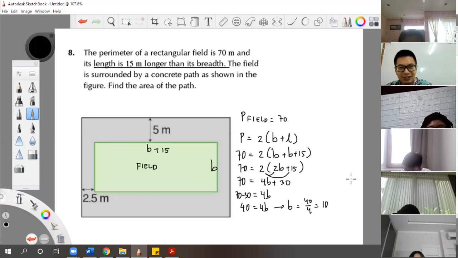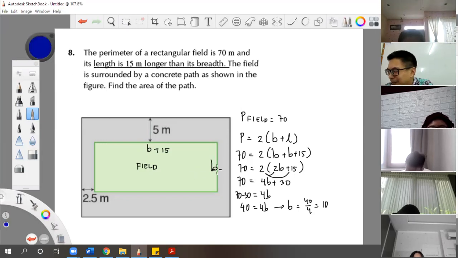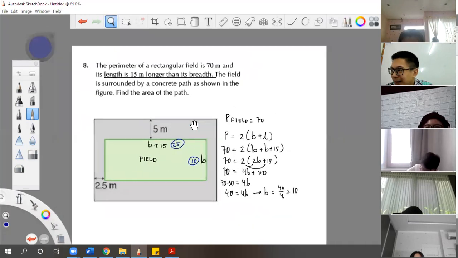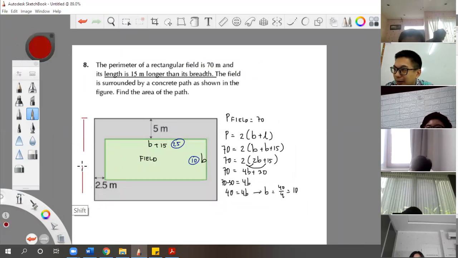Baru satu kok itu. Baru 10, beres? Belum. Yang ditanya area of the path kok kayak tadi. So, what is the breadth? 10. Masukin. Berarti length-nya berapa? 25. Ya kan? Breadth plus 15. Now, the area of the path. Lu harus hitung ini lagi. Ininya berapa guys? Kasih warna merah dah. Ayo, ininya berapa? Ada yang bisa langsung jawab gak? Breadth-nya kan 10 kan? Ya nggak? Ini 20. Path-nya 5 and 5.